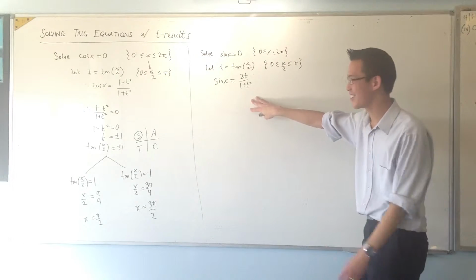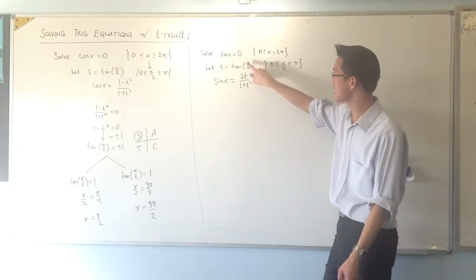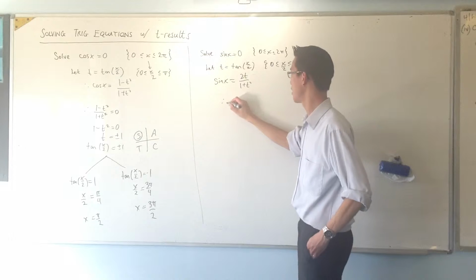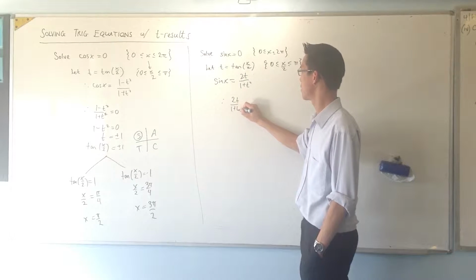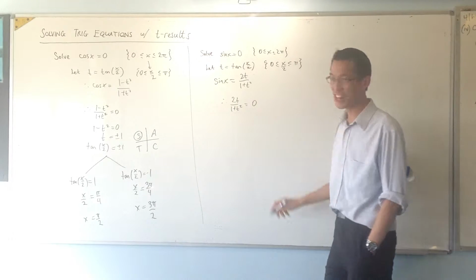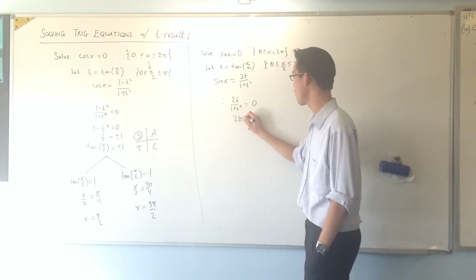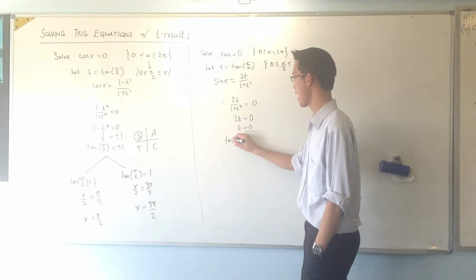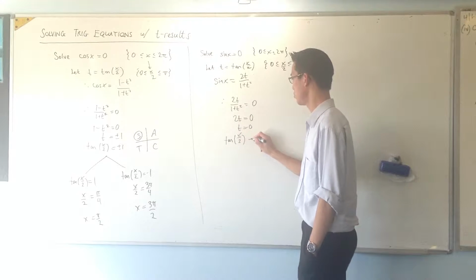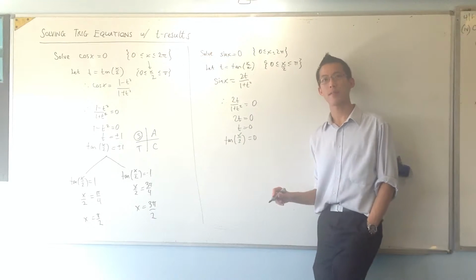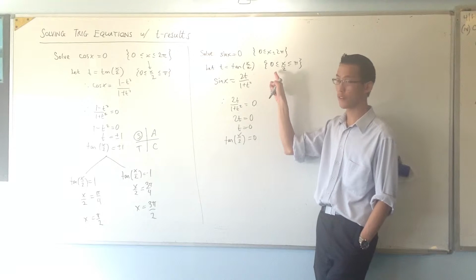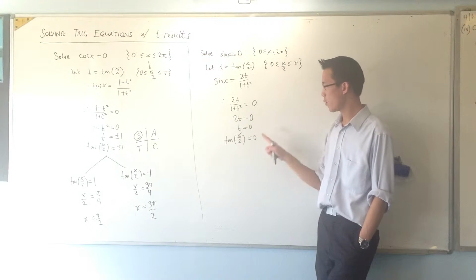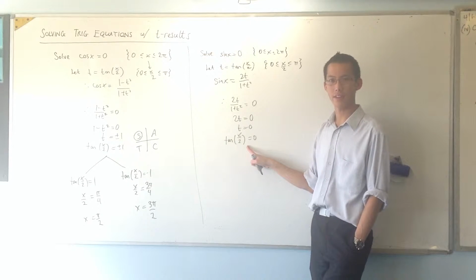Yes, that's the result. All right. So that's equal to 0. Now you look at this and you're like, wow, this is even easier than before. 2t equals 0, so t is equal to 0. So tan of x on 2 is equal to 0. And you think about what tan looks like, and remember I'm solving from 0 to pi, right? Where are the two places that tan is 0?